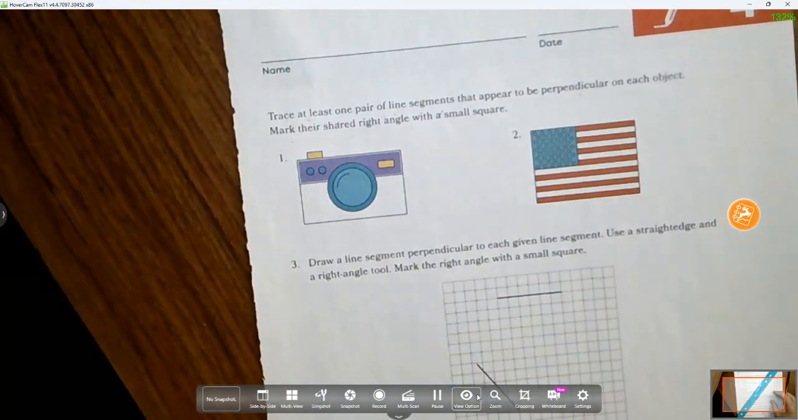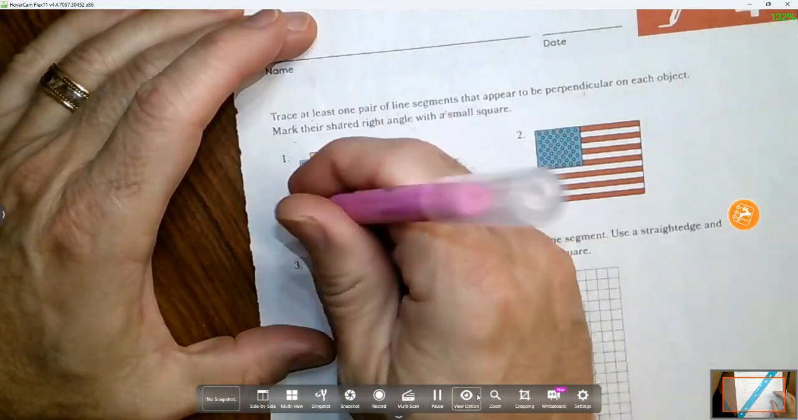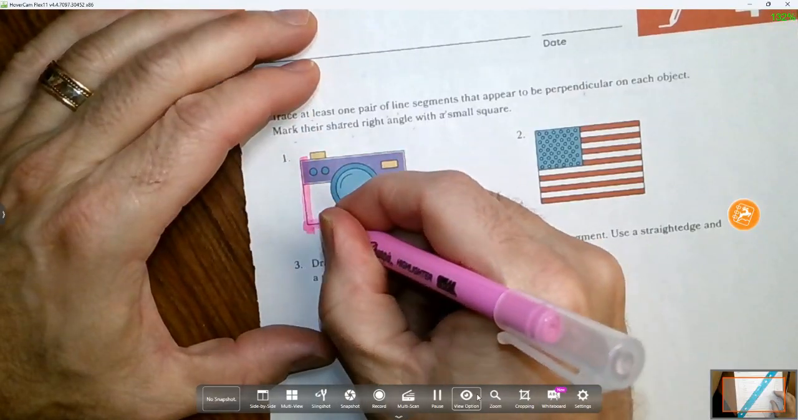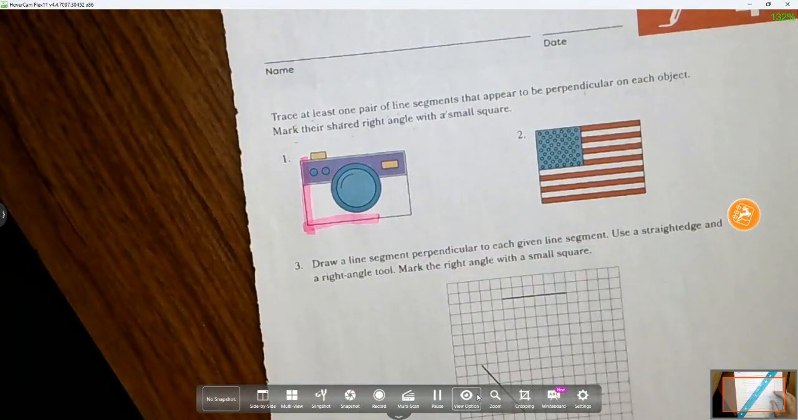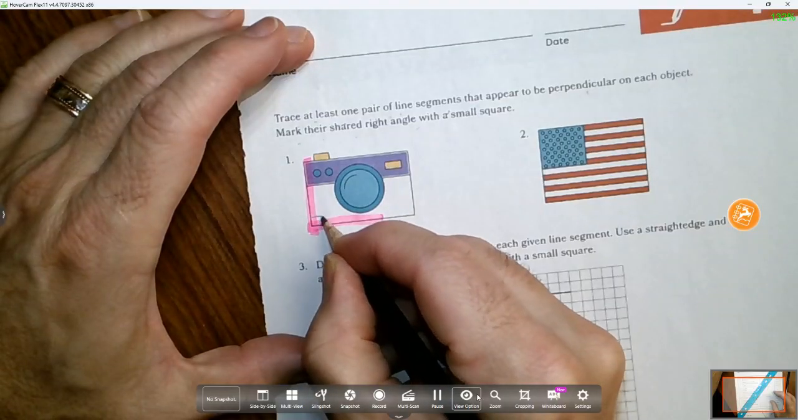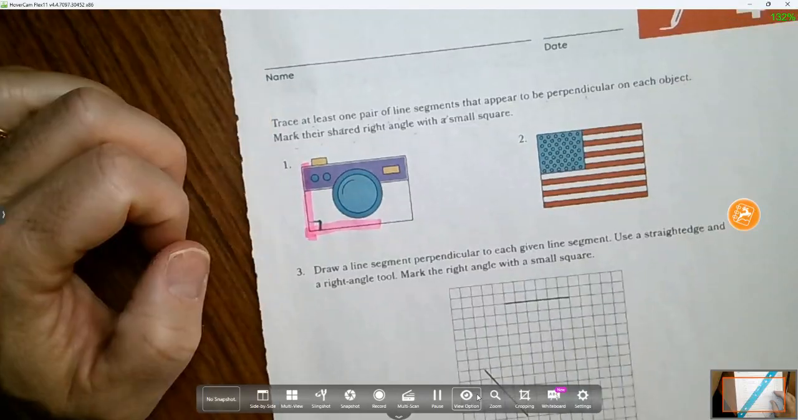All right, so perpendicular. Perpendicular means they will run into each other at a 90-degree angle. So let's look. We've got to draw a square on there too. I want to do it where I can do a nice, easy square. I'm going to do this, and I'm going to do this. I think those are the perpendicular ones. You don't need to use a highlighter. You can use whatever you have. And then I'm going to draw my square to show that's 90 degrees for my angle.